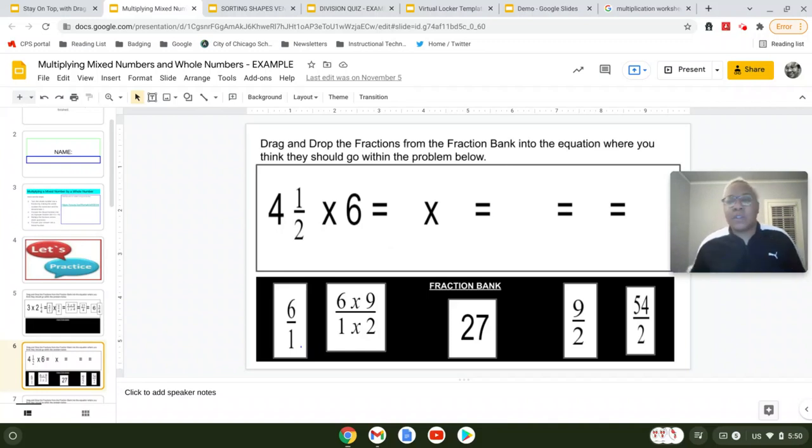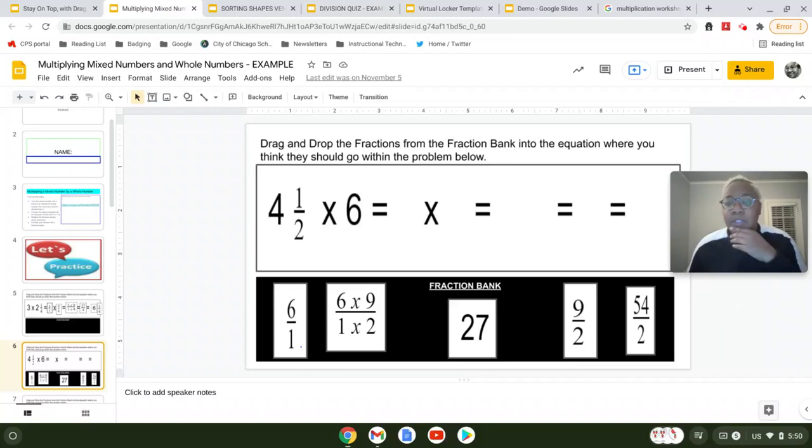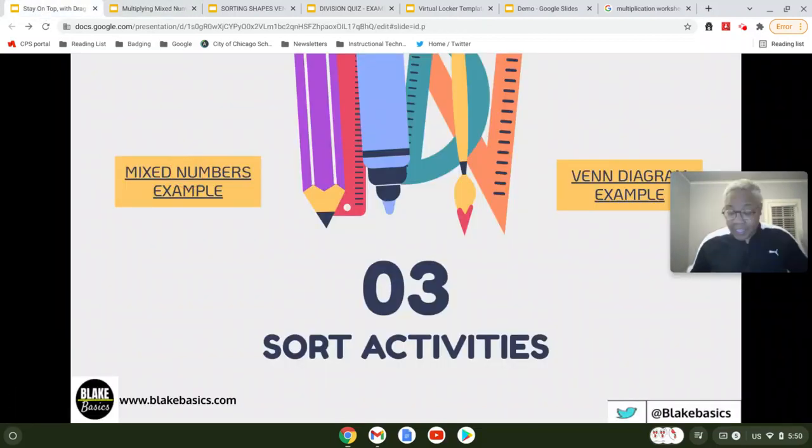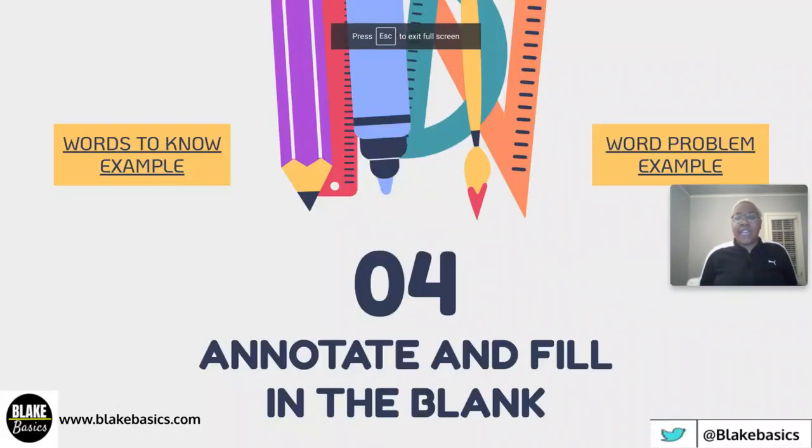So you can be as creative as you want with it, but the main thing you've got to remember: find your image, make it a background, download it as a JPEG, and then insert the pieces that you want to be draggable. That's your steps. You've got a draggable dot. So now I'm going to show you how to annotate.